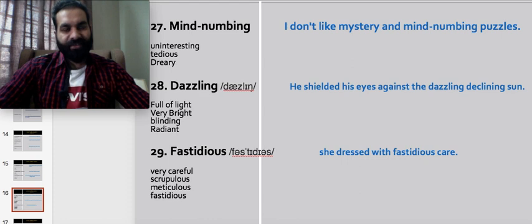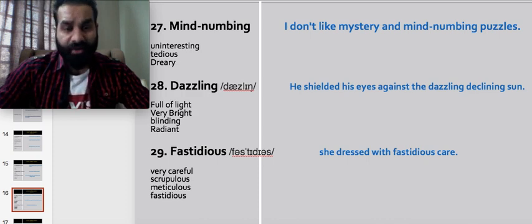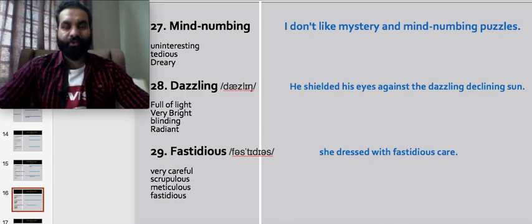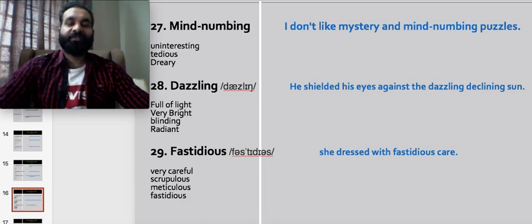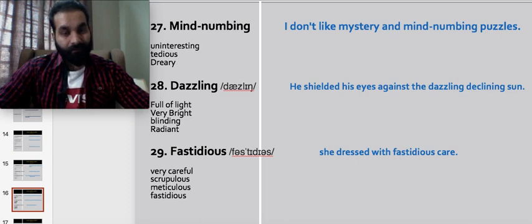Twenty-nine. Fastidious. The meaning is very careful, scrupulous. You may look into the meanings or the synonym words. It will give you more words perhaps. Very careful, scrupulous, meticulous, fastidious. She dressed with fastidious care. This is not a very good example. You may give a good example though.